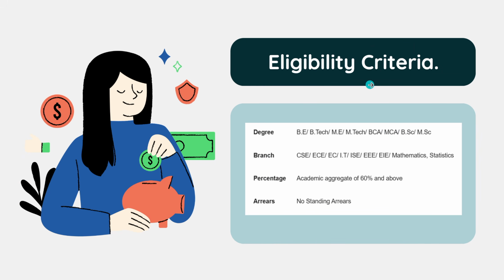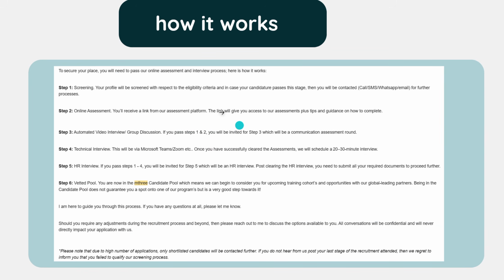I have already told you the eligibility criteria in my previous video. Again, the eligibility criteria is BE, BTech, ME, MTech and BCA, MCA, BSc and MSc, and the branches are CSE, ECE, EC, IT, EEE as well. In order to write the exam you should have a percentage above 60, and you should not have any backlogs during your academics.